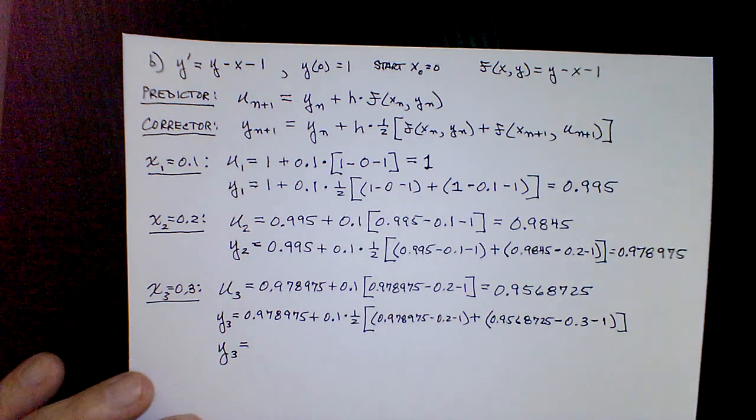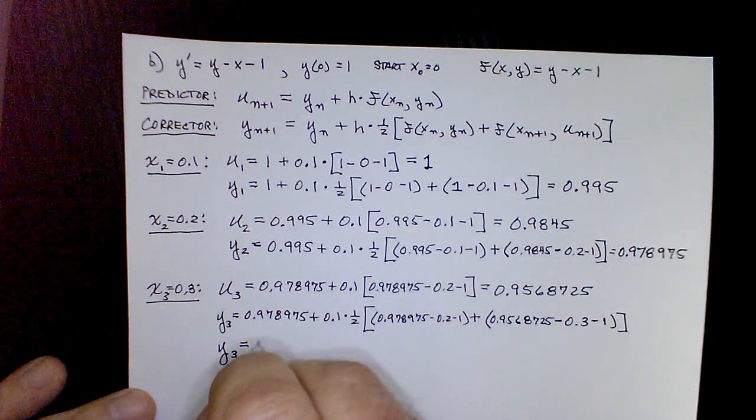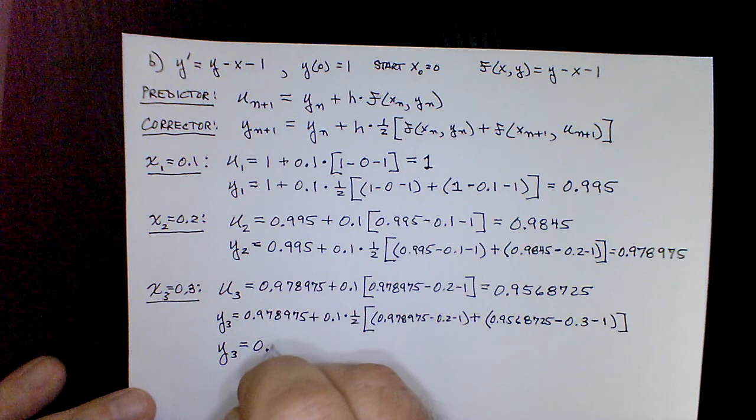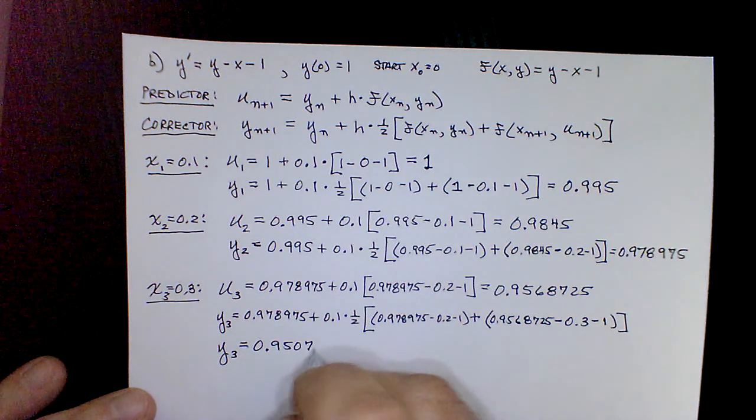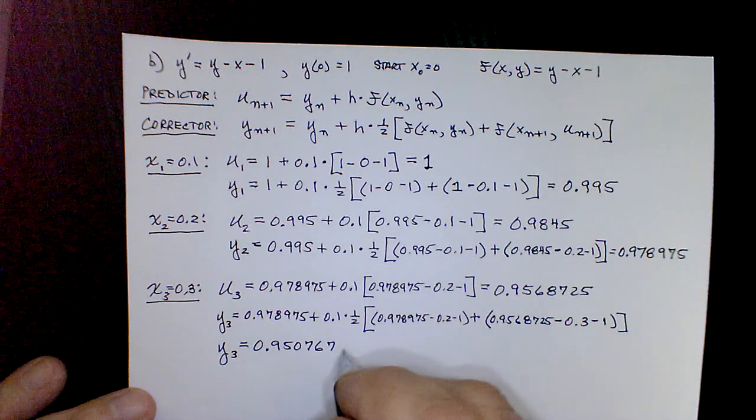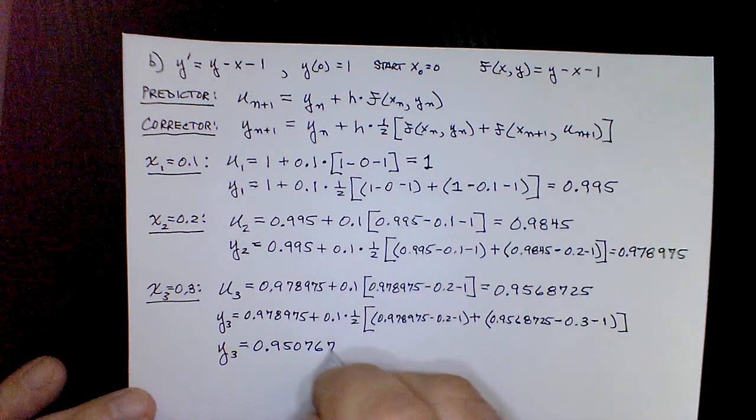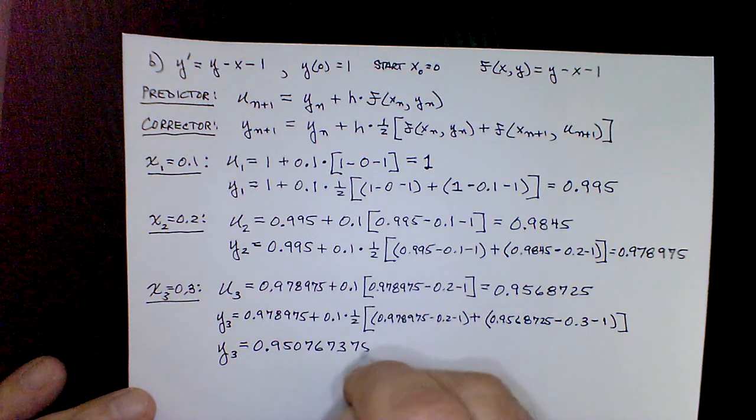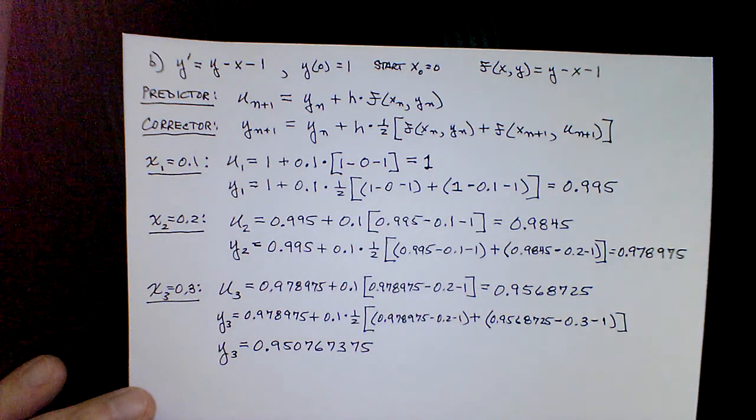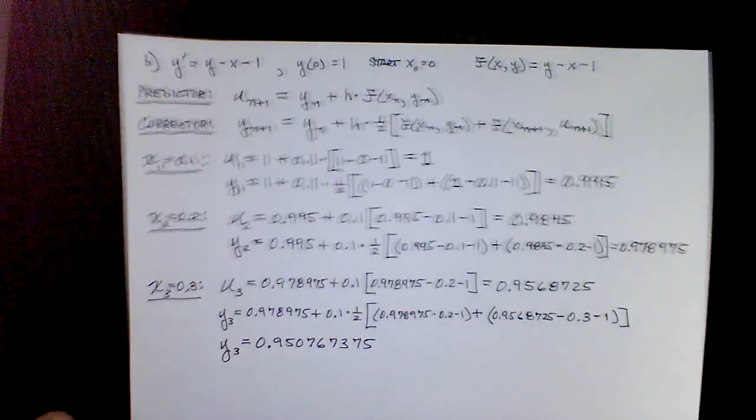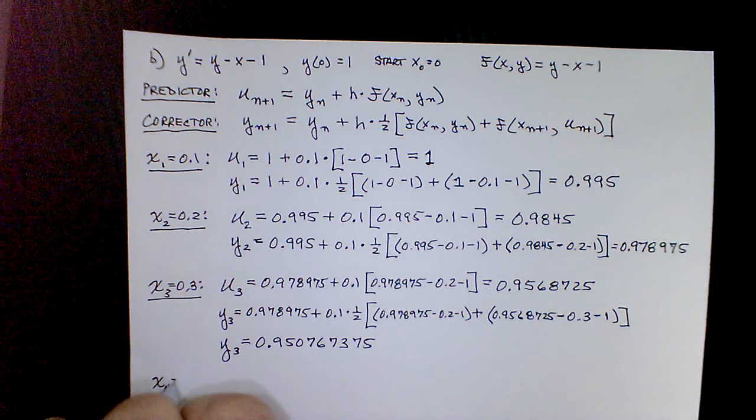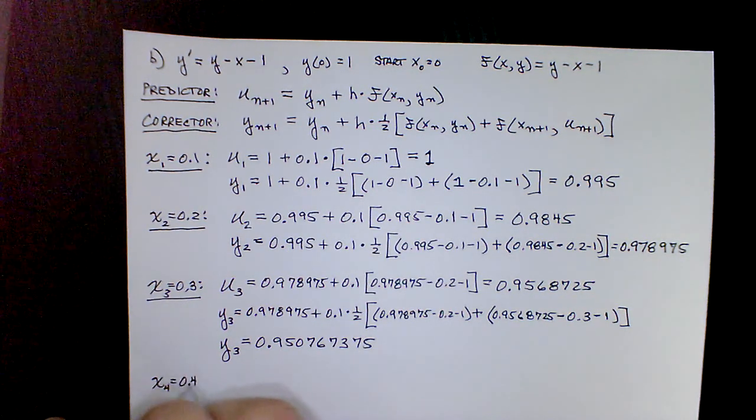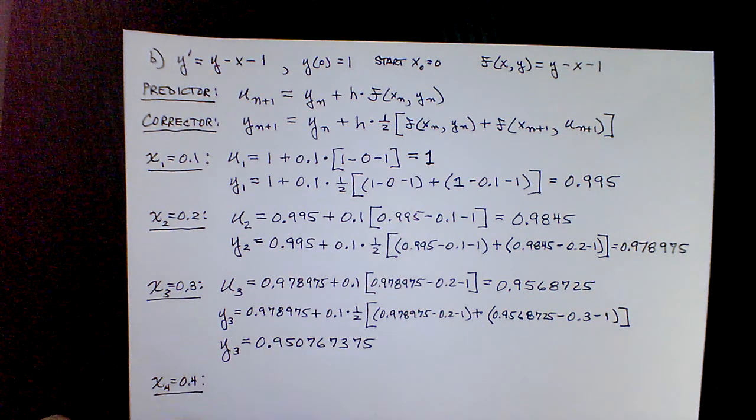So then, crunching down all that arithmetic, you get 0.95067375. Okay, and now finally x sub 4. So unfortunately this is as far as we're going to be asked to go here.